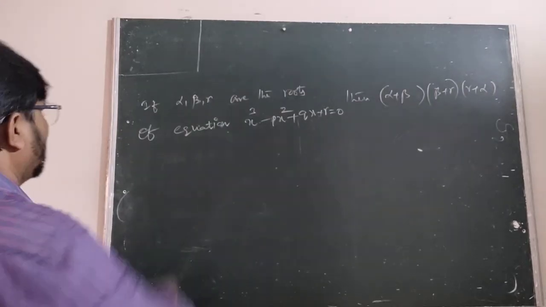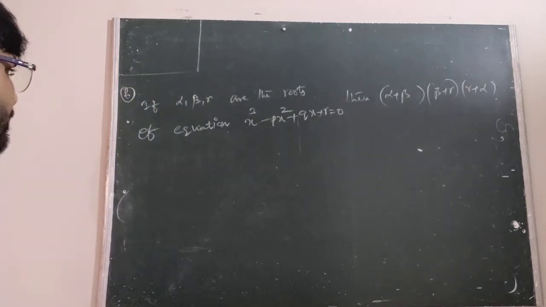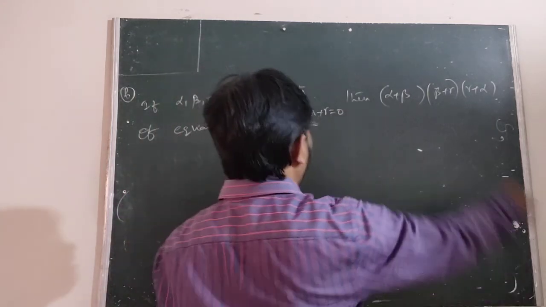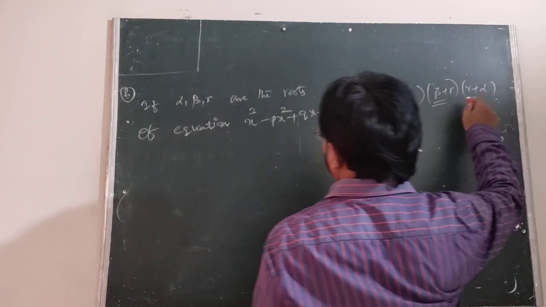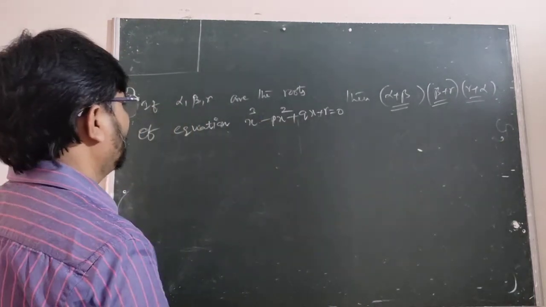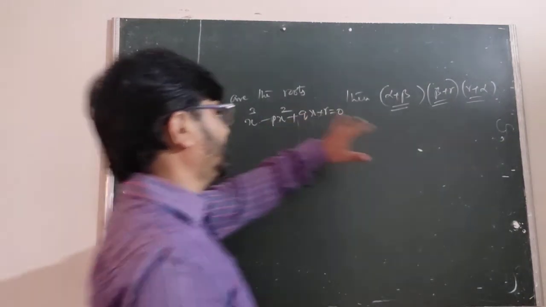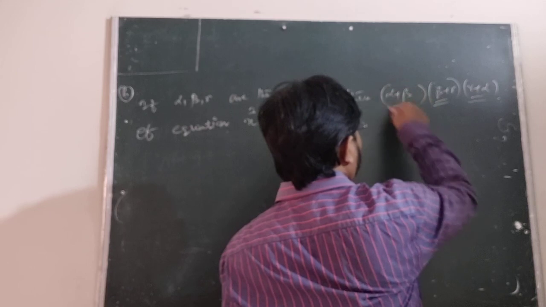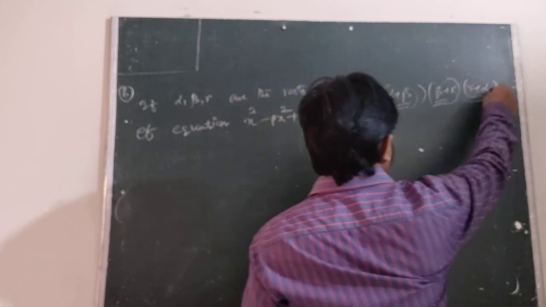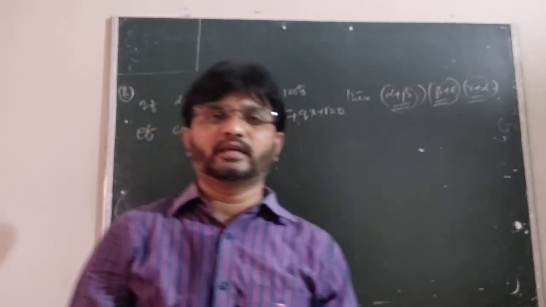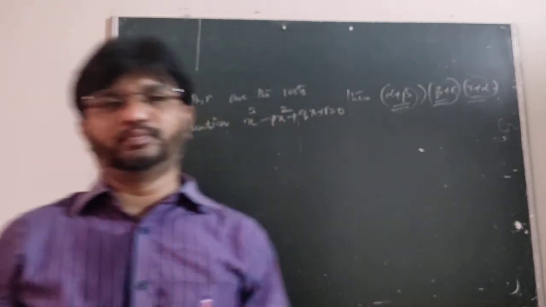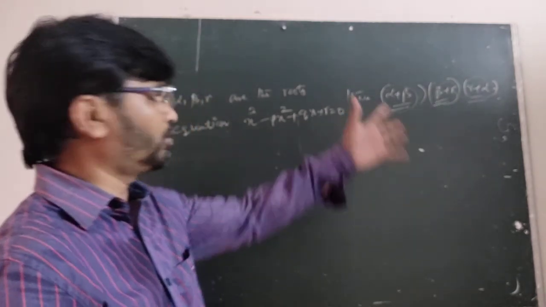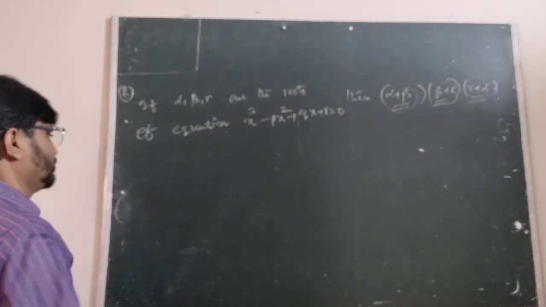Alpha, beta, gamma are the roots of the equation x cube minus px square plus qx plus r. Then find the value of (alpha plus beta)(beta plus gamma)(gamma plus alpha). Suppose we find the equation having the roots alpha plus beta, beta plus gamma and gamma plus alpha. In that equation we have to find the product of the roots. Therefore, how to find this one?